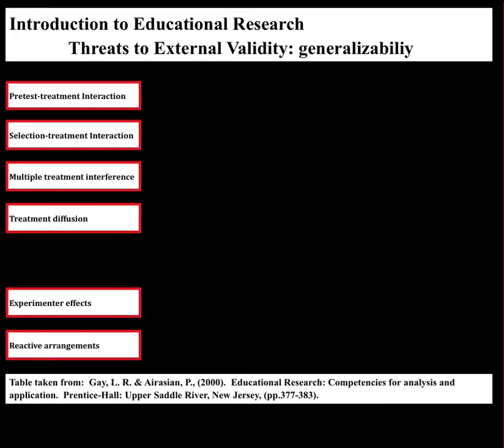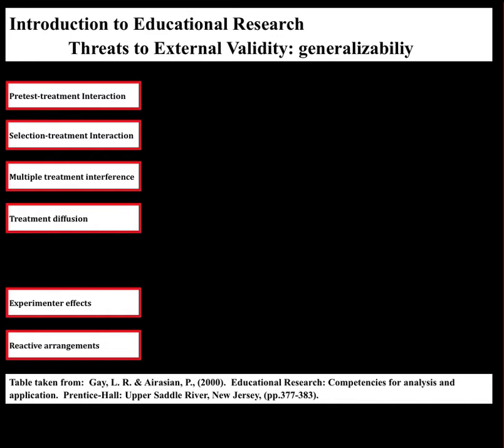now on to threats to external validity, or the ability to generalize. Just like there are the standardized threats to internal validity of research studies, there are also standardized threats that have been identified to the external validity of research studies. And as a review, if a research study has good external validity, we can be fairly confident that the results can be generalized back to the population from which the sample was drawn.